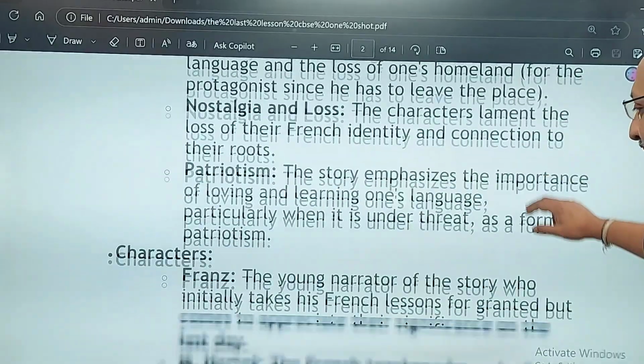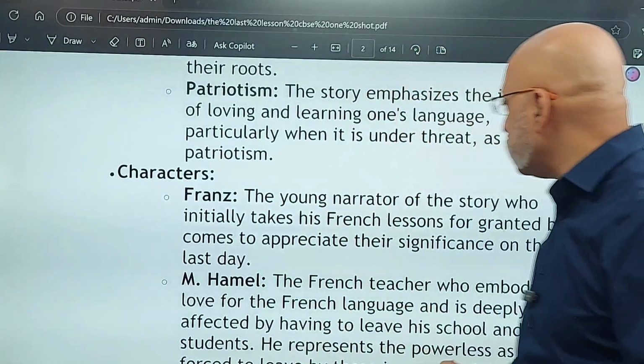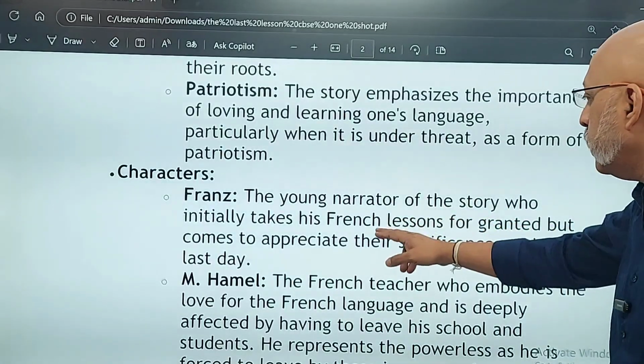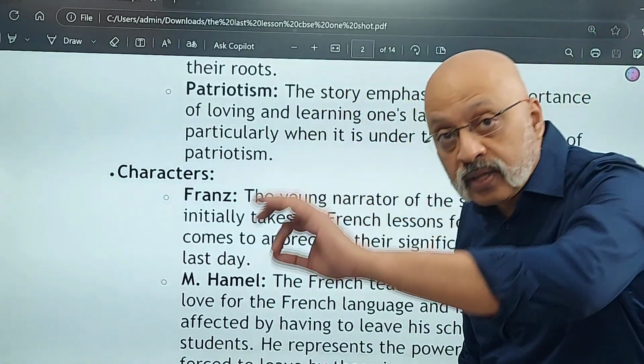Now, quickly, let's go through the characters. Franz is the young narrator. The story is told by Franz, who initially takes his French lessons for granted but comes to appreciate their significance on the last day.